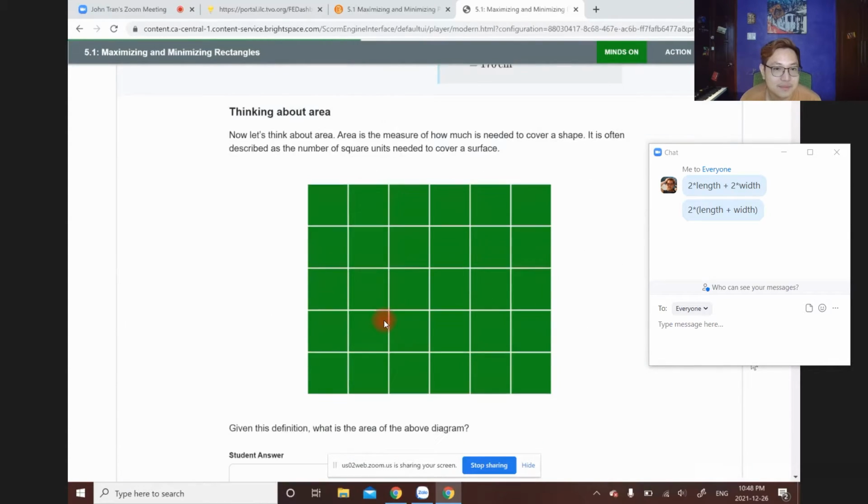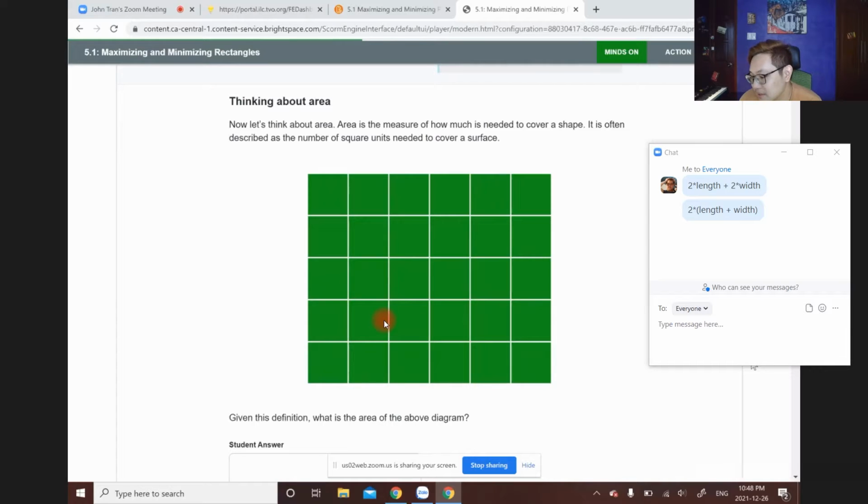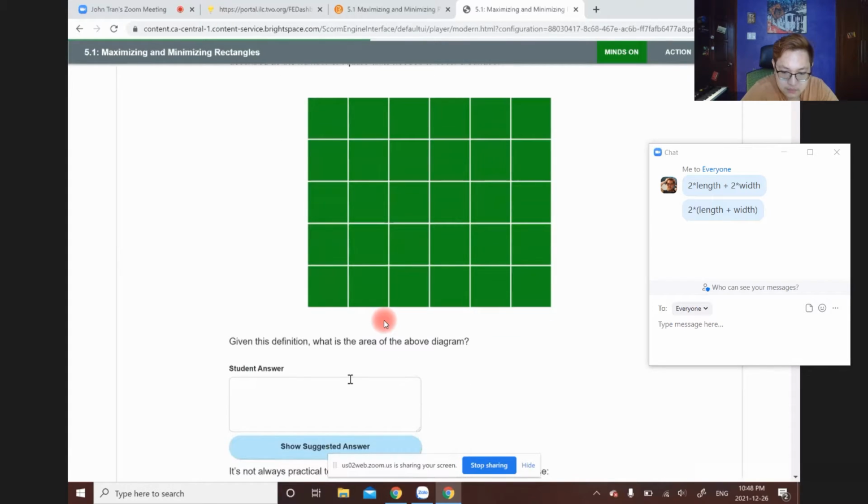Thinking about areas. First we did perimeter, and now it's area. So the whole area, the whole thing, not just the surrounding. How much is needed to cover a shape. Now let's think about area. Area is the measure of how much is needed to cover a shape. This is often described as the number of square units needed to cover a surface. Given the definition, what is the area of the above diagram?